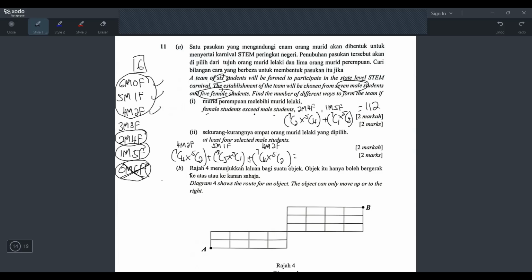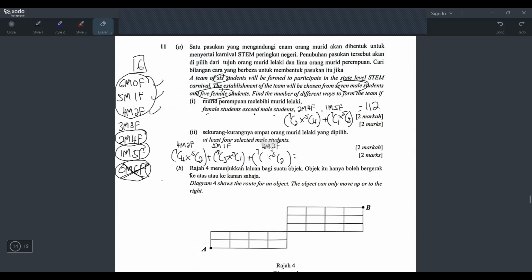Okay, let me press 7C4 times 5C2 plus 7C5 times 5 plus 7C4 times 5C2. Wait, I think I pressed wrong. Let me press again. This one is 7C4, then 7C6. Okay, I made a mistake.